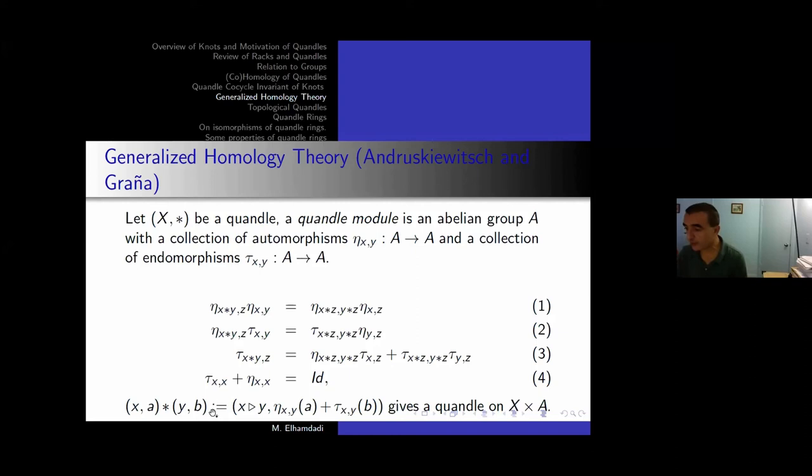Then I have a quandle X, okay? x, y are in X, a, b are in my abelian group. And on the pair (x, a), (y, b), I define this operation by this relation here. Now, if you do the right distributivity, you'll end up with these axioms being satisfied.